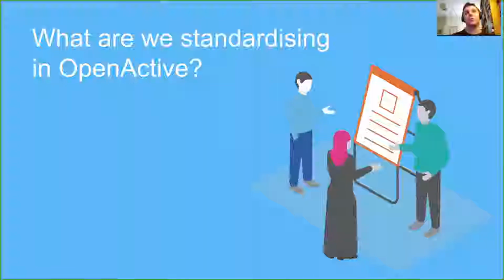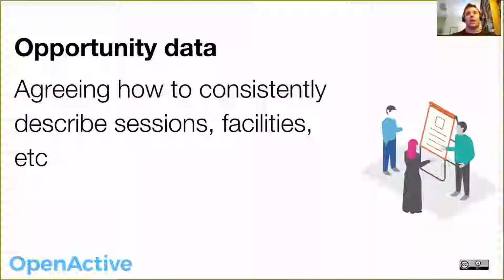Well, there's a few different things that we're working on. The first is creating a standard to describe opportunity data. So how do we consistently describe sessions, events, facilities, organizers, and a whole range of different information in a way that reflects the needs of a variety of different data publishers and data users.